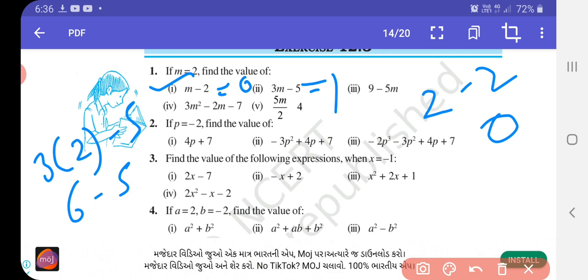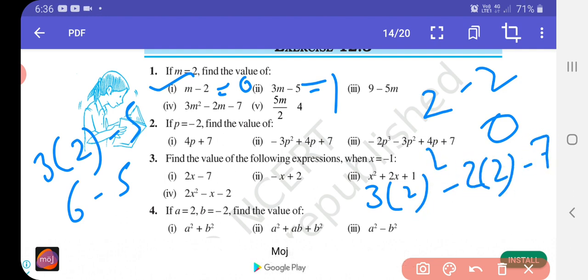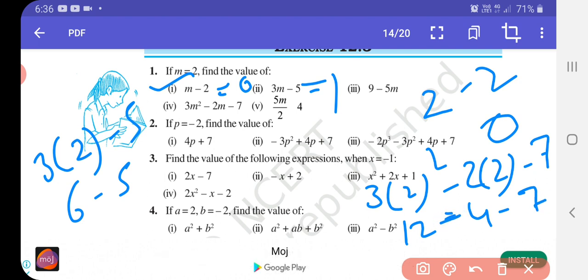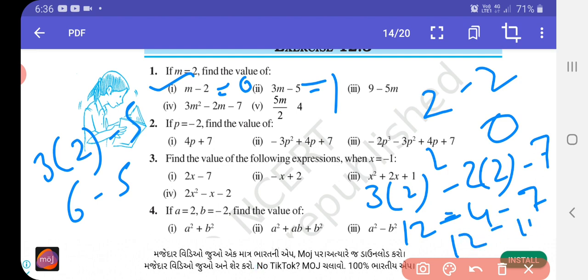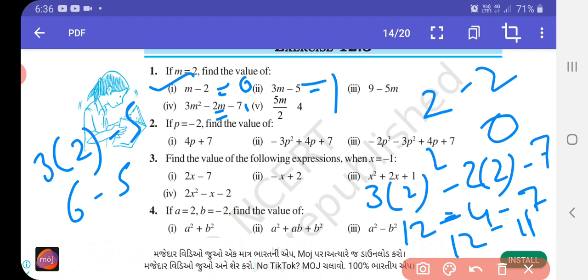Okay, now 3m square minus 2m plus minus 7. 3 into 2 square minus 2 into 2 plus minus 7, that is 2 square means 4, 4 3s are 12 minus 4 minus 7. Okay, so it becomes minus 4 and minus 7, it becomes minus 11, and 12 minus 11 is 1. So your answer is 1. Understand. So this type you have to solve question number 1.